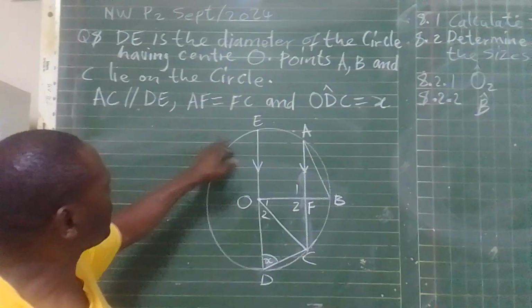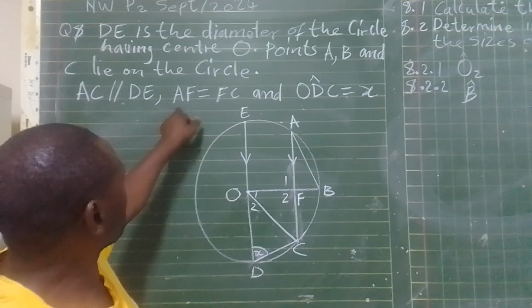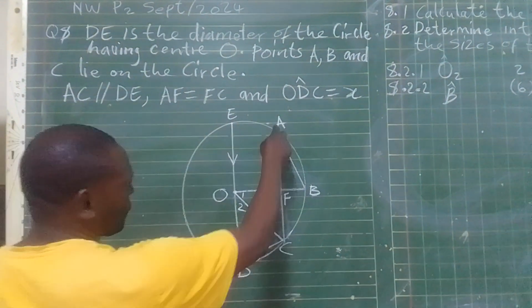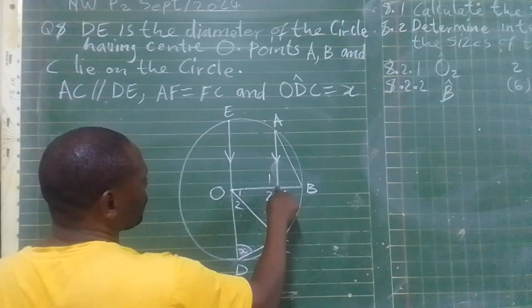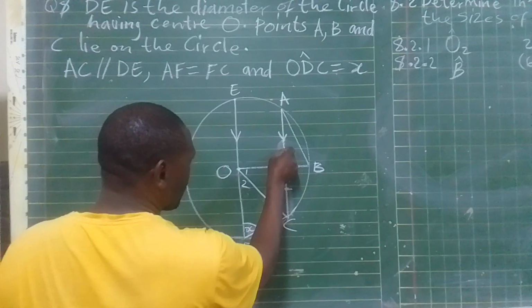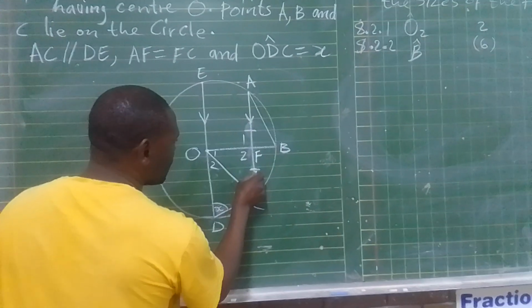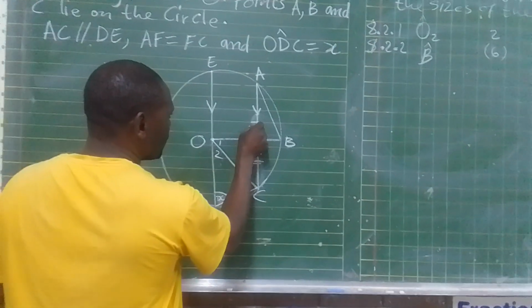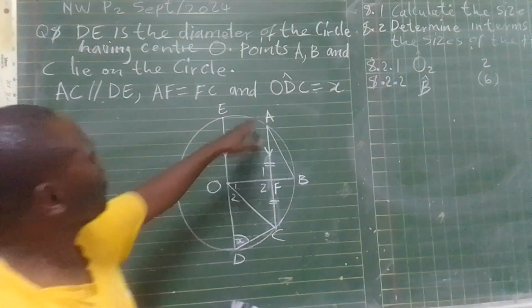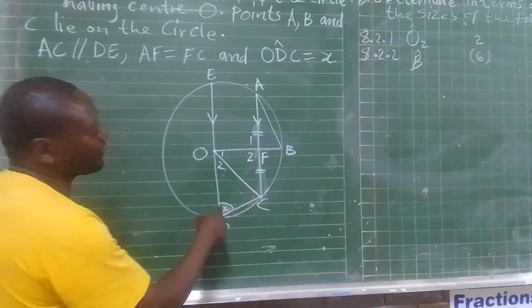AC is parallel to DE. AF is equal to FC. That means this is equal to this. Let's use two lines. This one is equal to that. Then ODC is X.